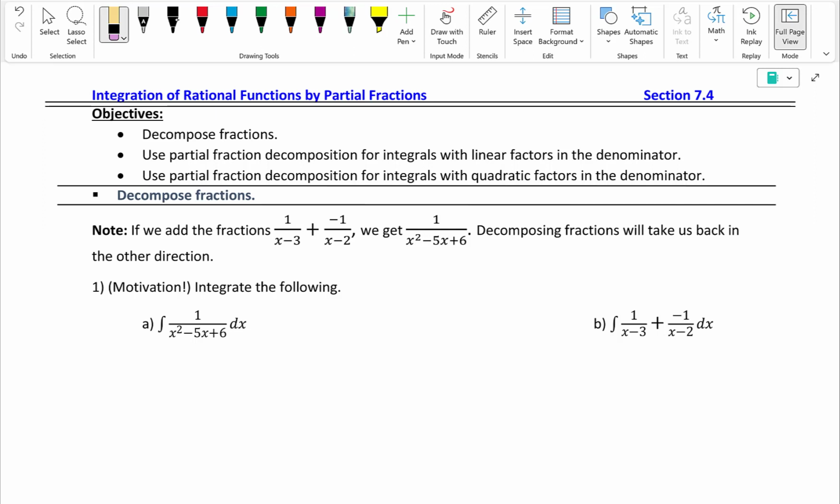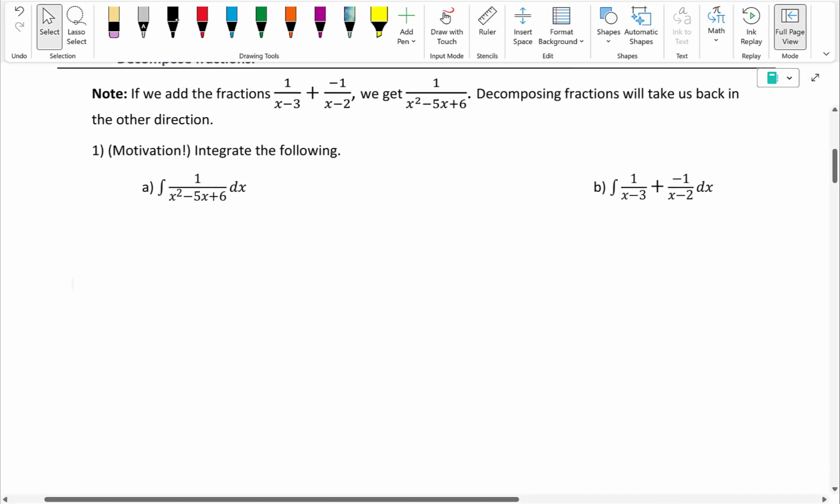Note here, if we add the fractions 1 over x minus 3 plus negative 1 over x minus 2, we get 1 over the quantity x squared minus 5x plus 6, right? We get the common denominator, simplify the numerator. Decomposing fractions will take us back in the other direction. So why do we want to do that? Here's your motivation. You can do 1a the same way we did 7.3.